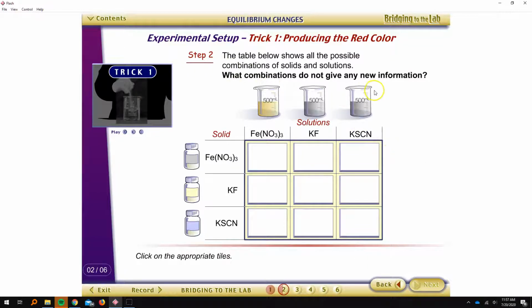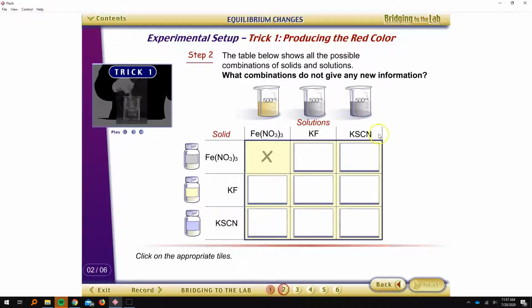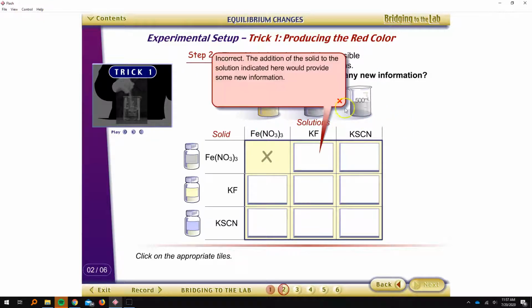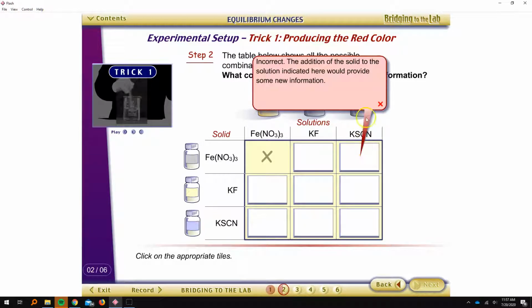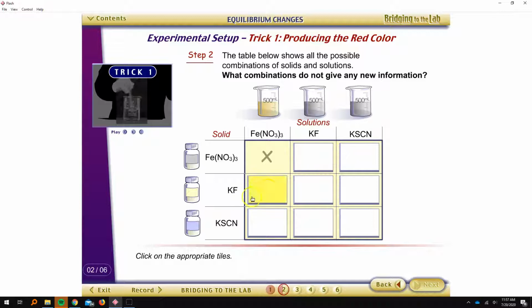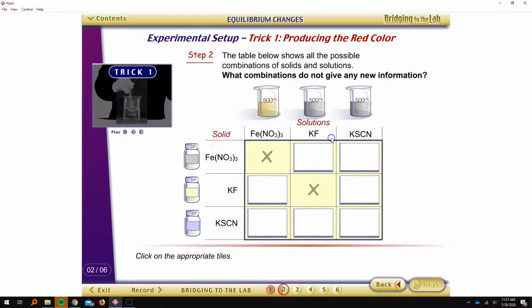So what combinations don't give you any new information? If I put this solid with its solution, it doesn't give me anything new to understand. These two are different, so I'm going to keep those. These two are different. I'm going to keep those. This one, two different things coming together, so it could be a possibility. What about here? KF and KF? We can get rid of that because they're the same.